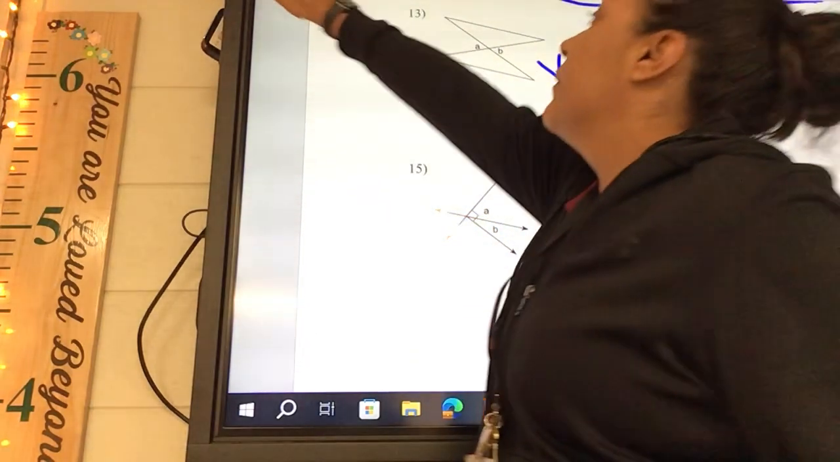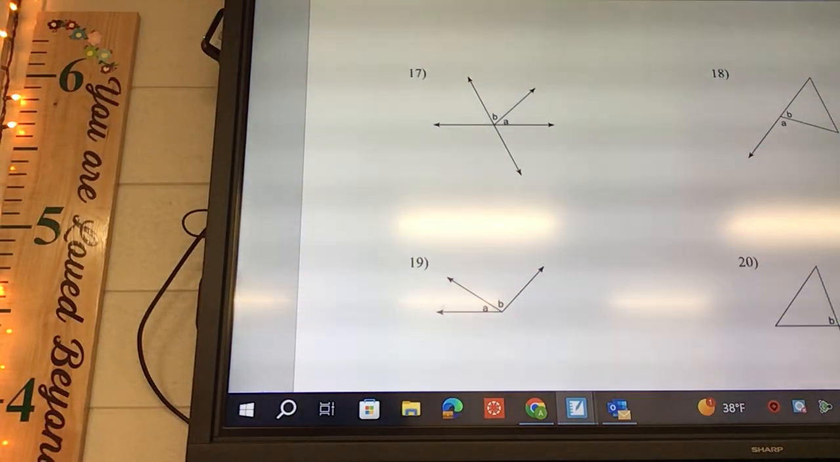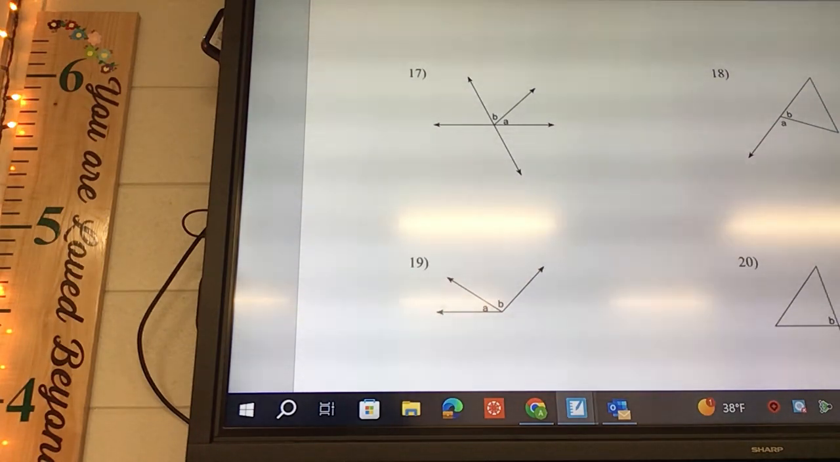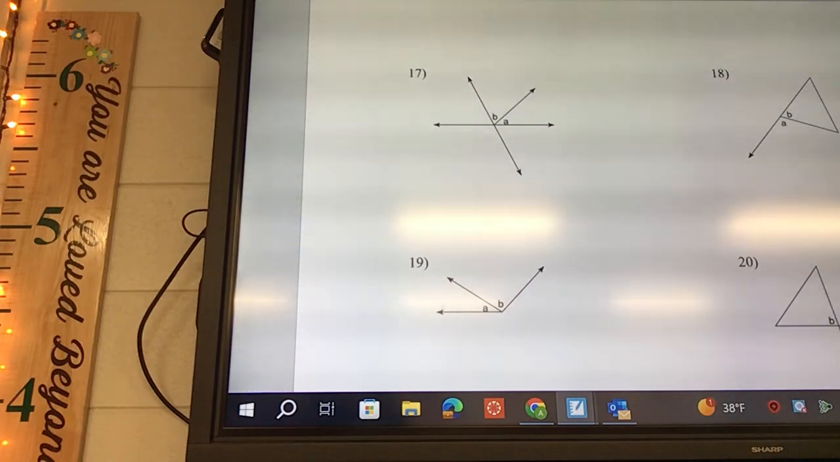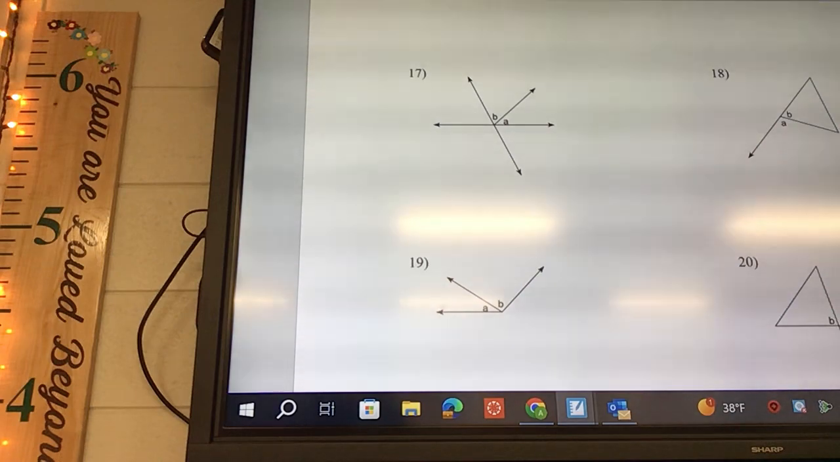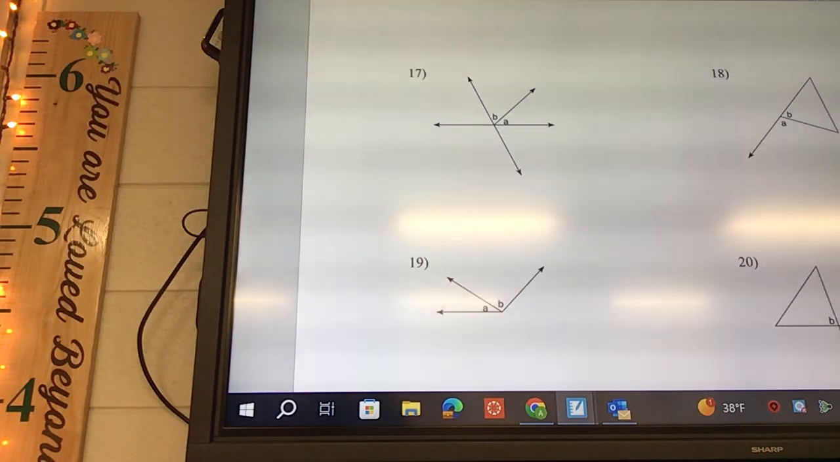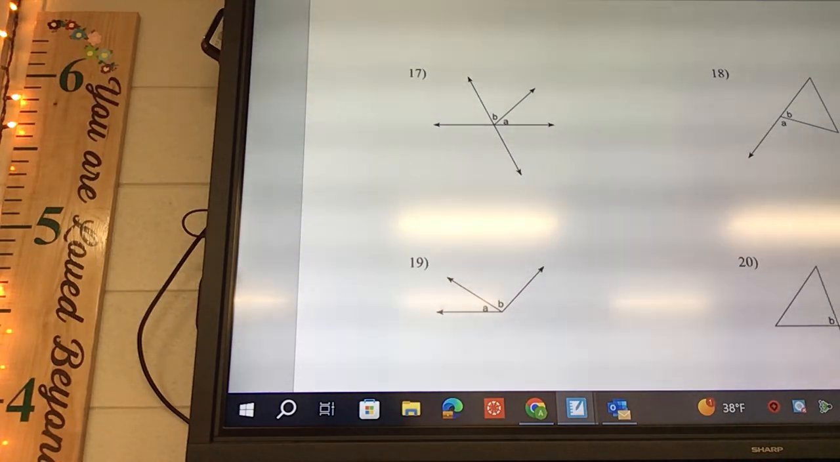17. Are they complementary, supplementary, or neither? They're neither. Supplementary would be a straight line, to add up to be a straight line. Complementary would be 90 degrees. And so these are neither, which means they have to be vertical or adjacent. And which are they? They're adjacent.